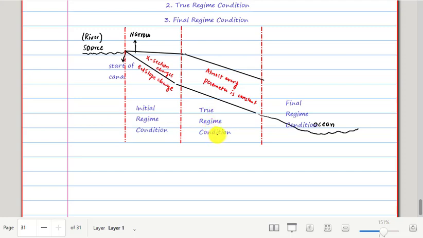And actually in alluvial canals, this condition doesn't fit. This condition is only true for artificial canals. Okay, and this is the final regime condition. In this case, there may be settlement of large silts in these areas, right? Silt or large sediments will settle here in this region. Got it? So this is known as our final regime condition.